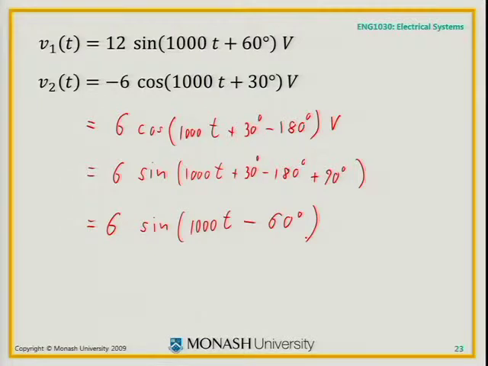I've got it in a form now where they're both positive amplitudes. V1 and V2 are now both in terms of sine. So it's a positive amplitude times sine, the same frequency, and a phase. So now I can directly compare the phases of the two.